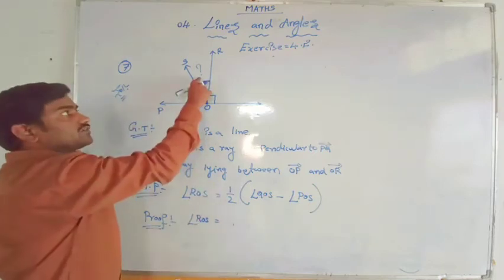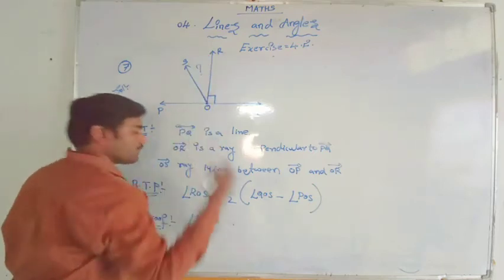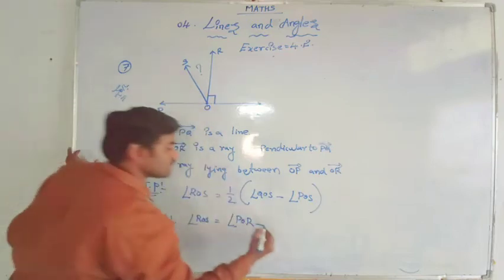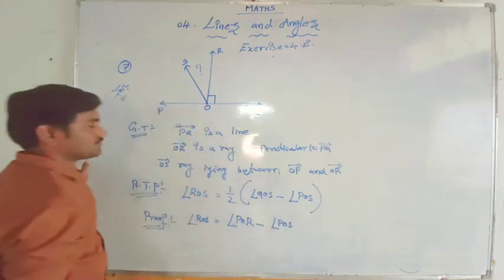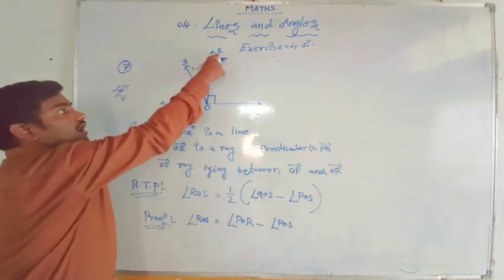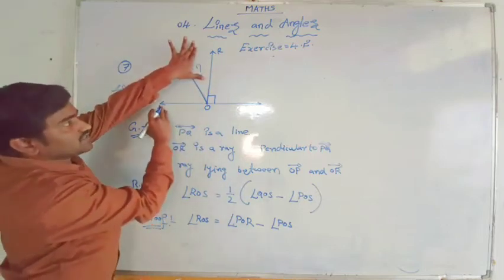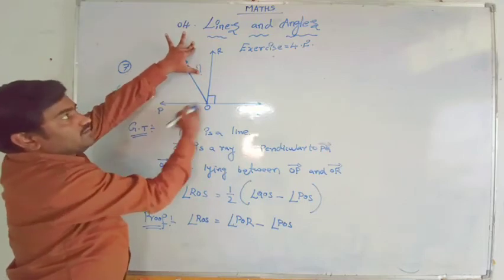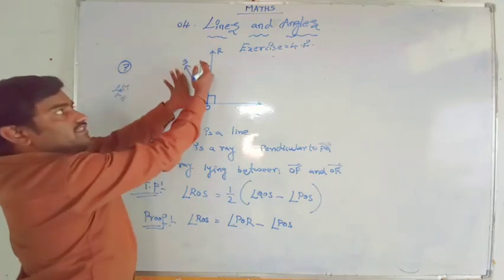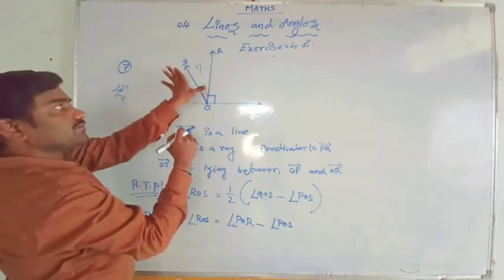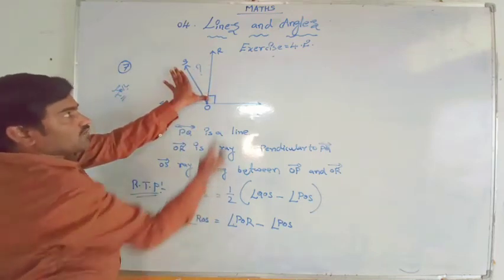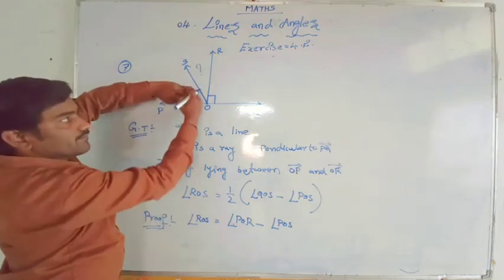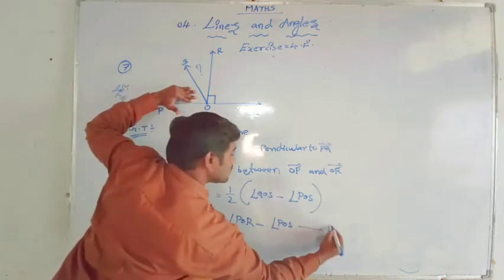So what you do is angle POR minus angle POS. Angle ROS equals what? From this side, POR minus POS. From this complete angle we are subtracting this one, so we get this. That is, ROS equals the complete angle minus this one. This is equation number 1.